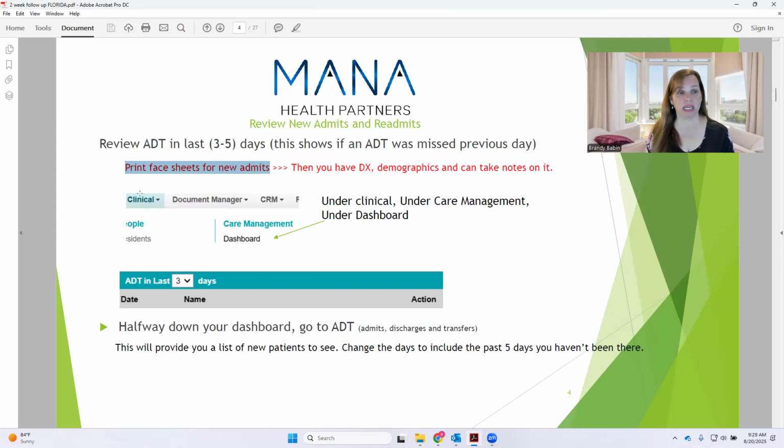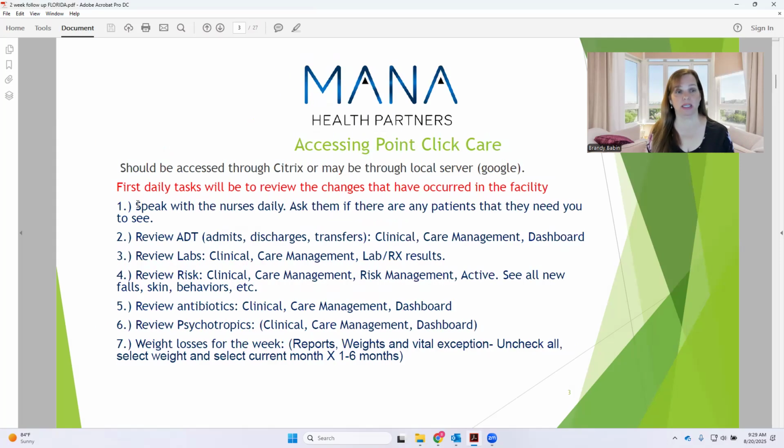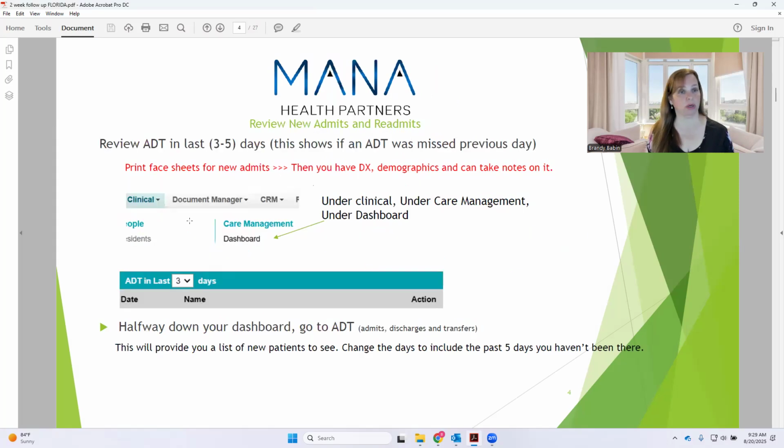So I've given you an example. If you look at the section before the slide, it will tell you to go to clinical, care management, and dashboard. Here we go. So here is your clinical tab, and then it's going to give you your care management, and you drop down and you go to dashboard. And then your ADT is about halfway down, but it could be at the top or the bottom of your screen. So if you can't find it halfway down, make sure you go through your entire dashboard. So we're looking for admits, discharges, and transfers.